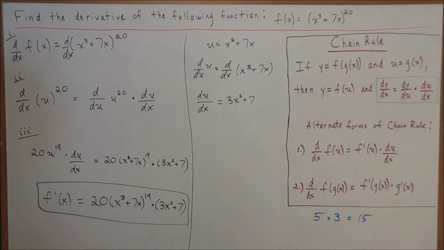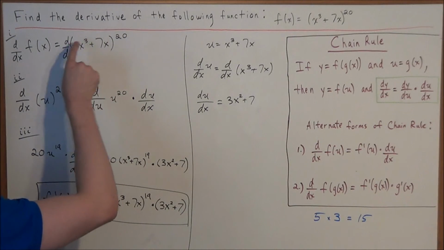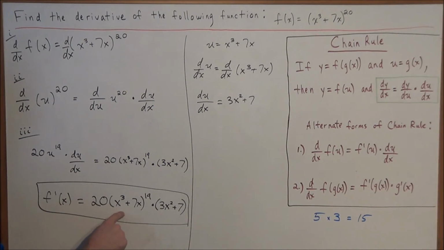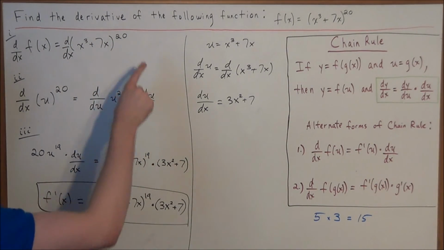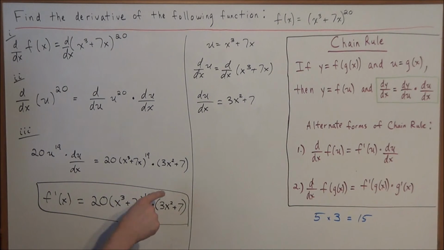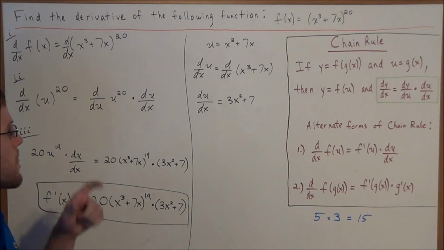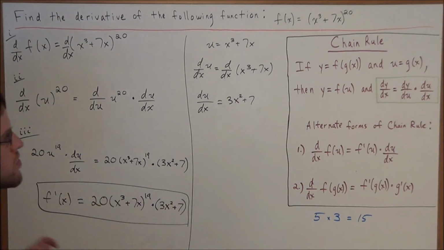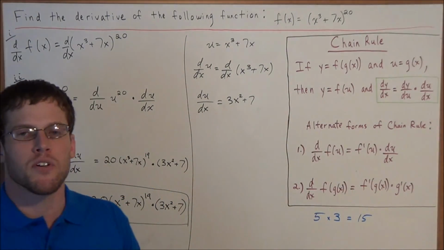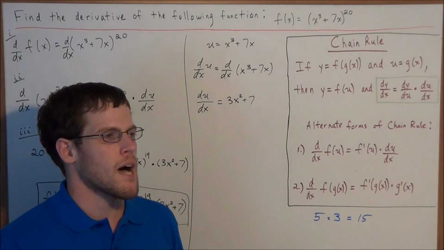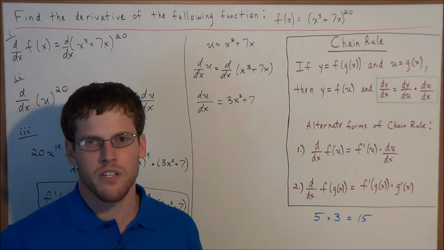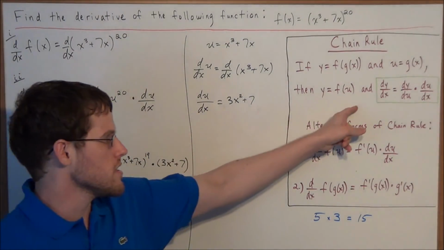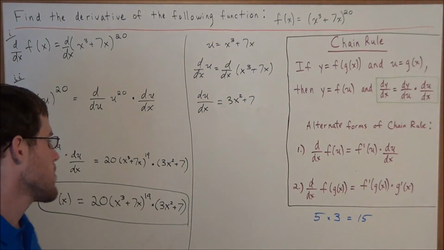Over time, when you get better at using the chain rule, you'll literally be able to look at this and just say, oh, okay, 20 times x to the third plus 7x to the 20 minus 1, or 19th power, and then multiply by the derivative of the inside, 3x squared plus 7. But it is good to understand how to use the chain rule by definition, because it's a springboard to topics like implicit differentiation and related rates, so understand the definition of the chain rule also.